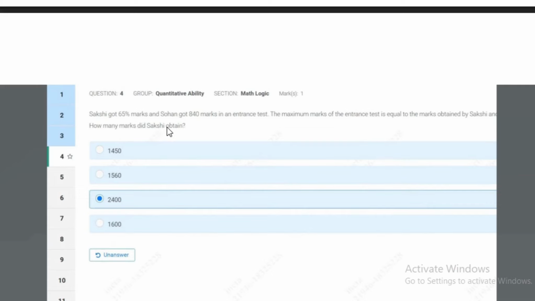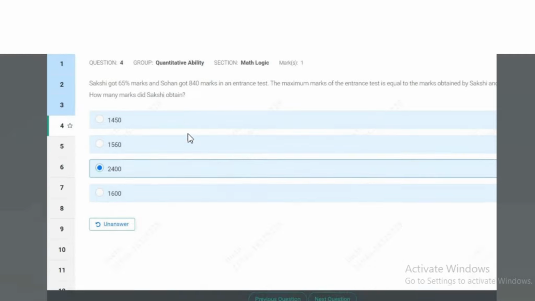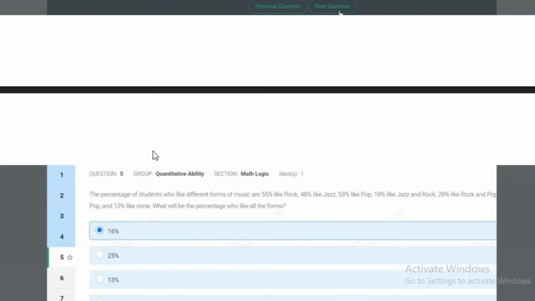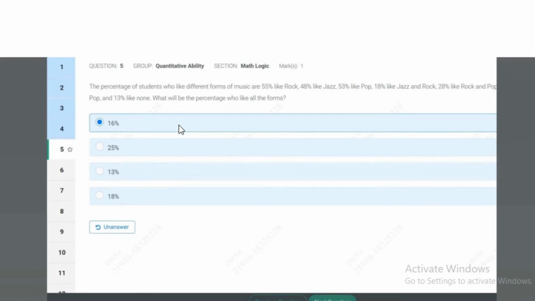And the next question, we can see that Sakshi got 65% of marks and Sohan got 840 marks in an entrance test. The maximum marks of the entrance test is equal to the marks obtained by Sakshi, and how many marks did Sakshi obtain? So here the answer is 2400.